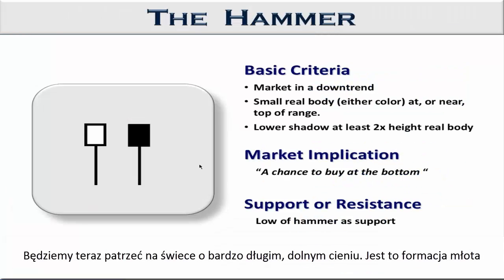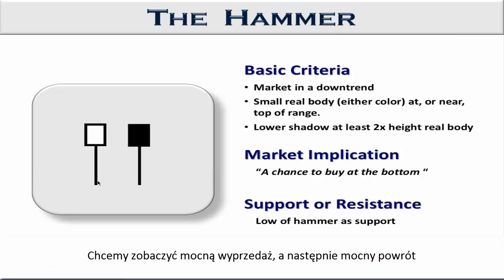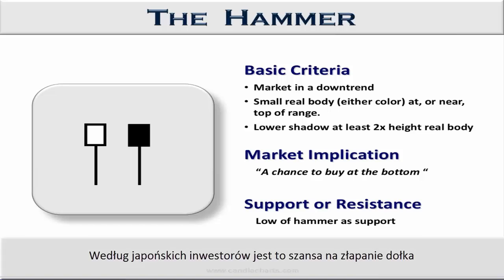Okay, so we're going to be looking at a candlestick line that has a very long lower shadow. It's called a hammer. And the market has to be in a downtrend. We have a small real body, black or white, and the lower shadow has to be at least twice the height of the real body. We want to see the market selling off and then bouncing back very strongly. How do we prove a very strong bounce back? By the lower shadow. And the Japanese will say it's a chance to buy at the bottom.